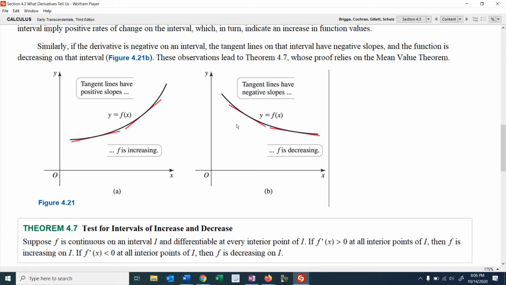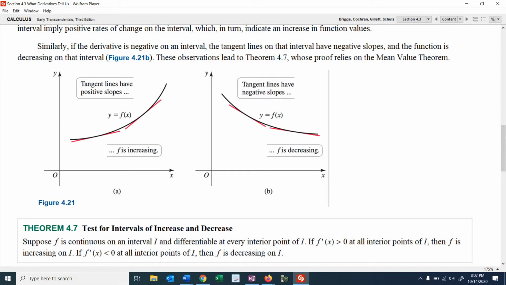Now, if the function happens to be decreasing, then you can see that the slope of the tangent line at a particular point has a negative slope. That's true for any point that you pick on the function. Over here, the slope of this tangent line is also negative. So that's how the derivative is useful in determining whether a function is increasing or decreasing at a particular point.